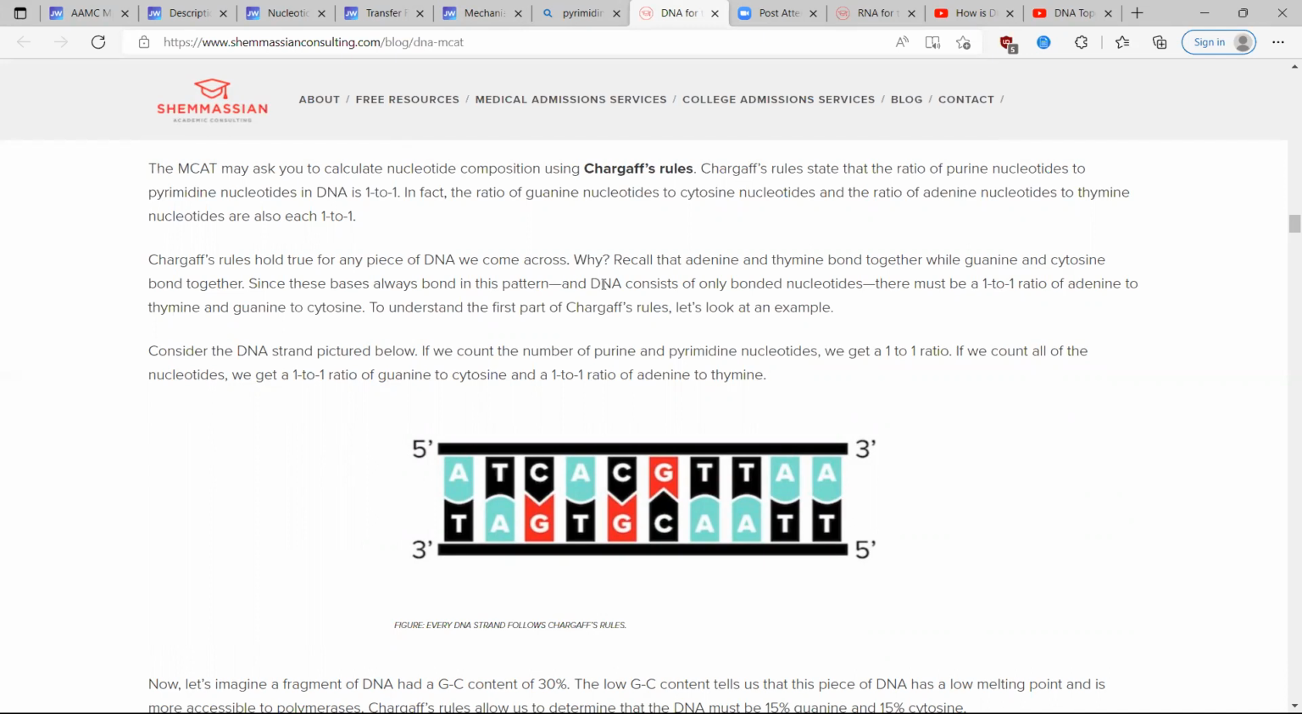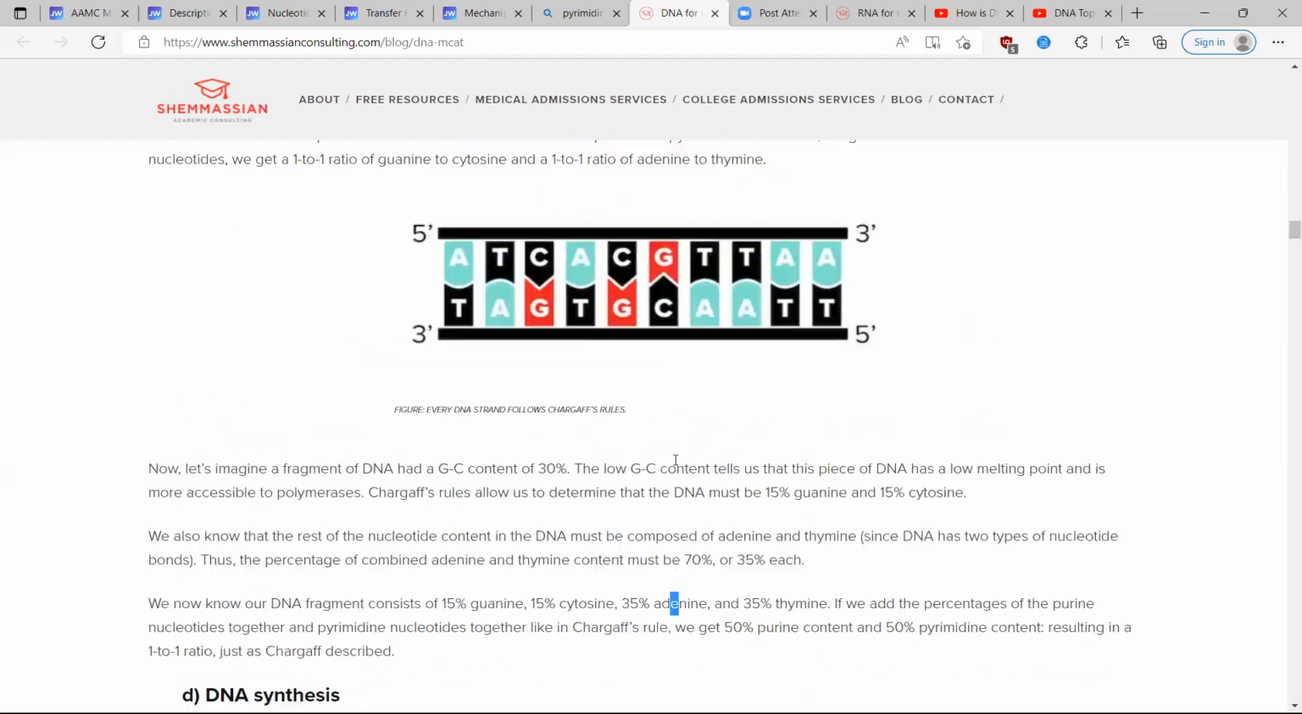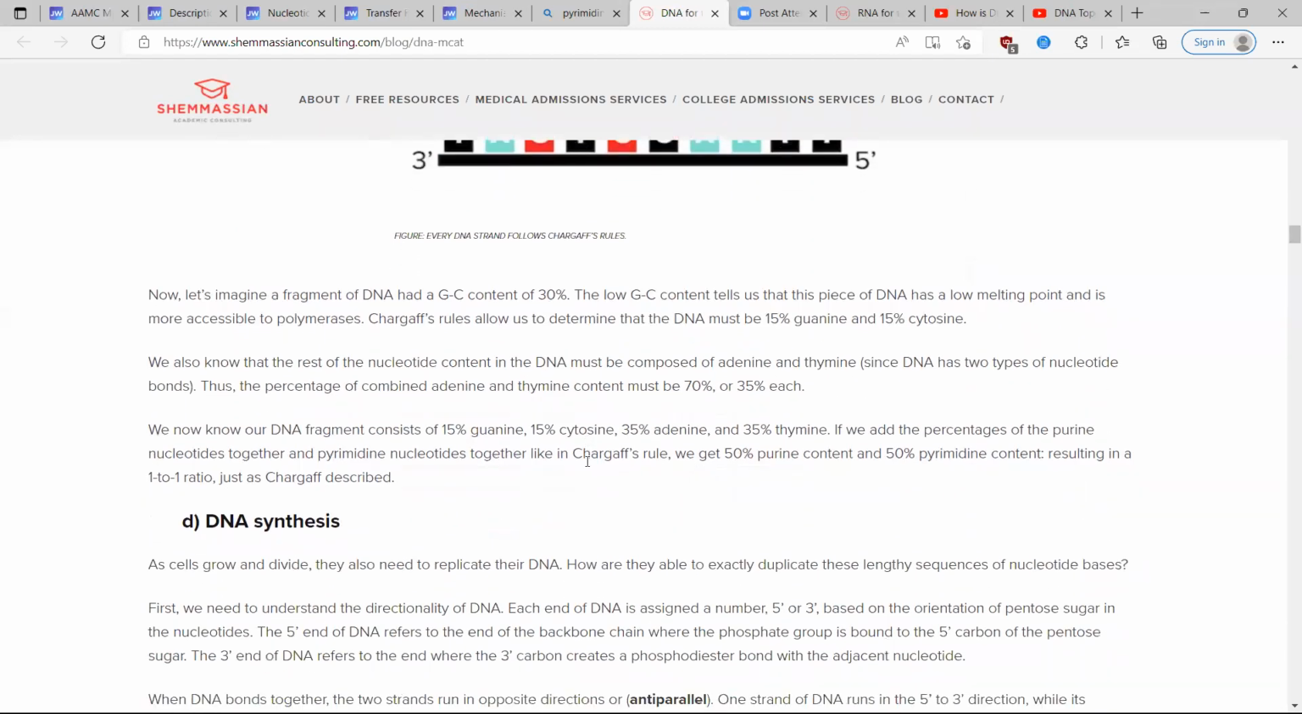Basically, they can use this to ask you math problems. So if we have DNA with a GC content of 30%, that lets you know everything about the content of the DNA. Because if it's GC of 30, then it must be half guanine and half cytosine, and the remainder has to be half adenine and half thymine. So if this is 30, then the remainder is 70. And if it's 70 between adenine and thymine, then it's going to be 35% each. Now you know the full content of the DNA just from this one fact. So those are Chargaff's rules. They can ask you a very simple math question about that.